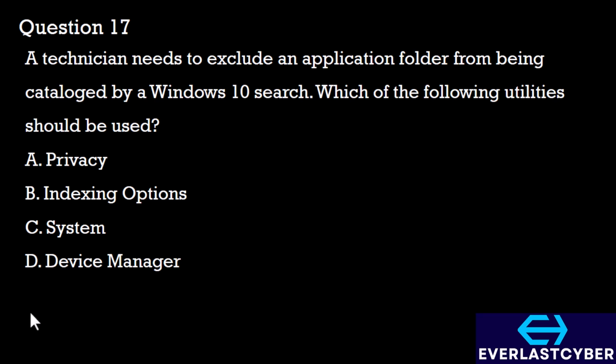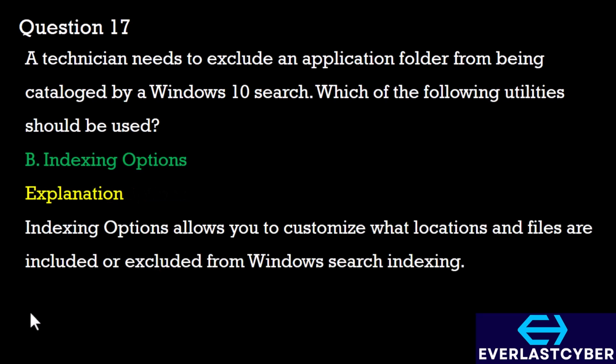Question 17. A technician needs to exclude an application folder from being catalogued by a Windows term search. Which of the following utilities should be used? A. Privacy, B. Indexing options, C. System, D. Device manager. For this, in order to exclude an application folder from being catalogued by a Windows term search, the utility that should be used is option B, the indexing options.